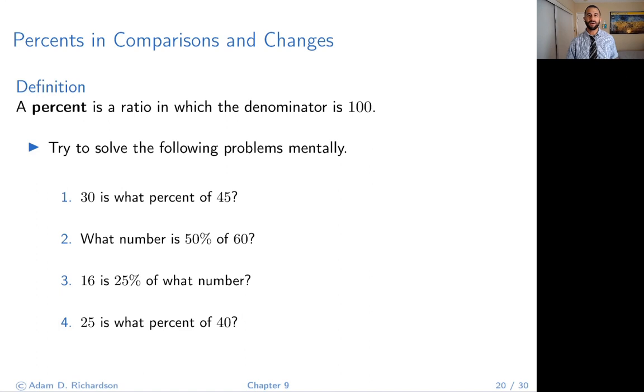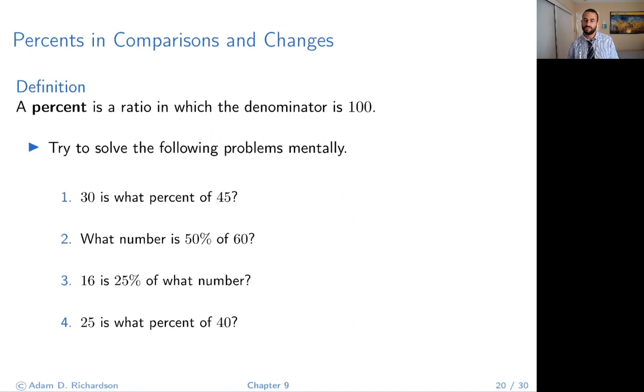Okay, now let's try to talk about what we did mentally, all right? And again, you should try to talk this out with your group members as well while you're sitting there doing that thinking, right? So first, let's read the first one. It says 30 is what percent of 45? Okay, so what this is asking is the number 30 is some percent of 45, and we want to know what it is. So how could we do this mentally?